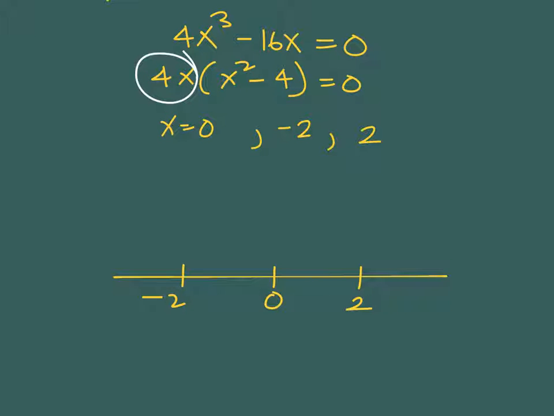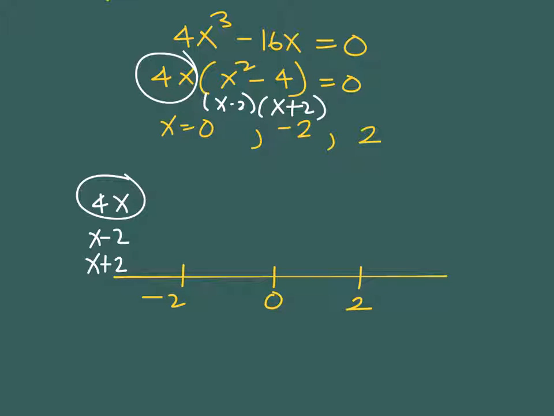So x squared minus 4, by the way, is x minus 2 and x plus 2. You list down all the factors of the derivative: 4x, x minus 2, and x plus 2. And in each factor, you have to determine what is happening before and after each number. Okay, now this is how we simplify the process.